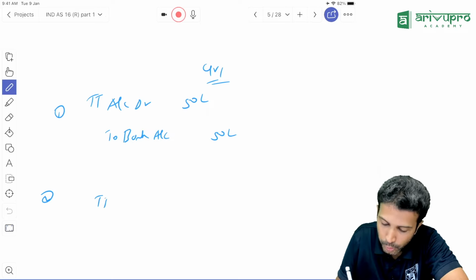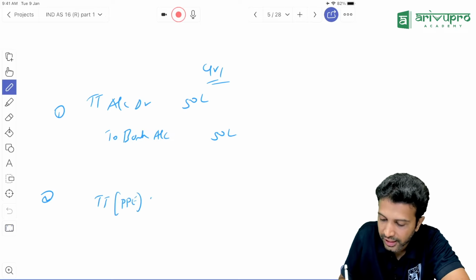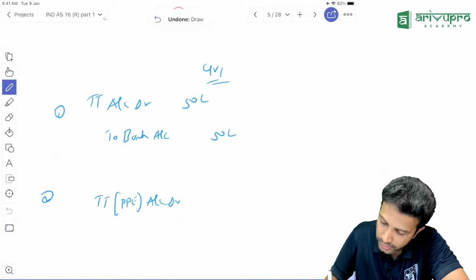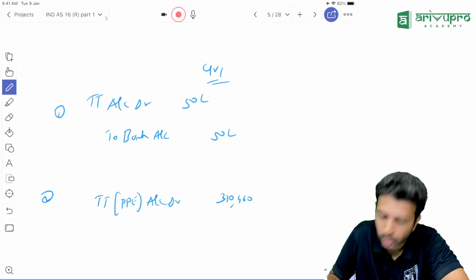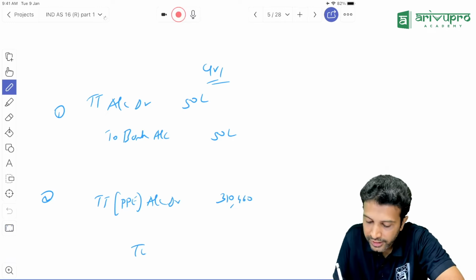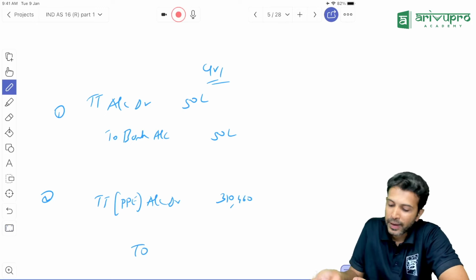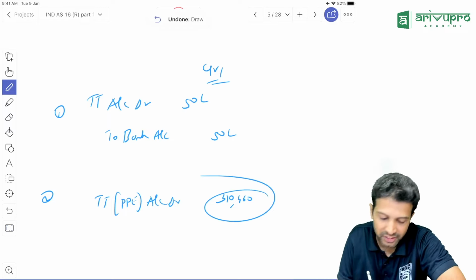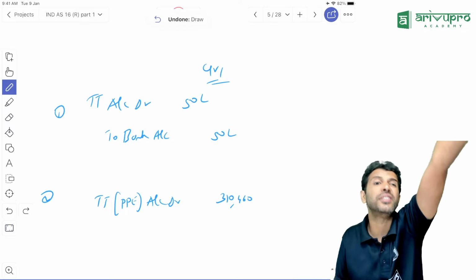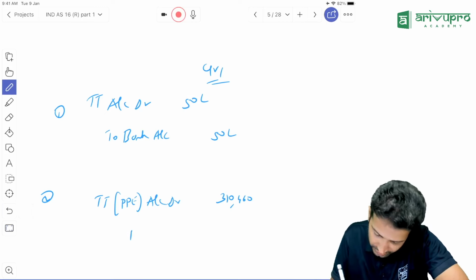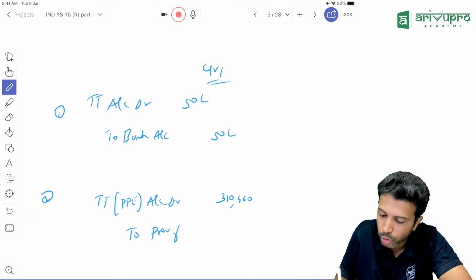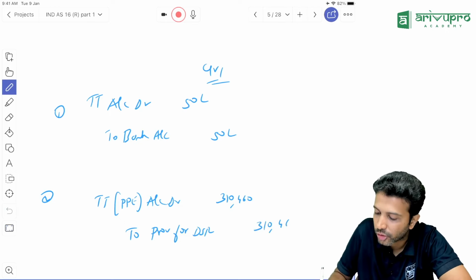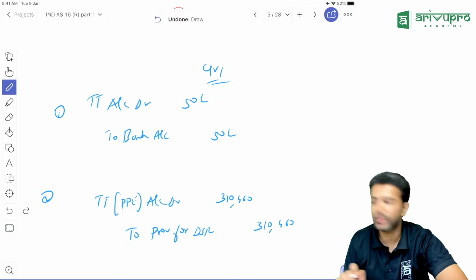So the journal entry I have to pass is what? PPE, that is telecom tower account, debit. How much value? The present value, 3 lakh 10,460. Now, can I write it as bank? Sir, if I had paid this money, I would have written bank. But have I paid this money now, or will I incur it after 5 years? I will incur it after 5 years. That means I can't write bank. I'll write rather, to provision for decommissioning and site restoration cost.